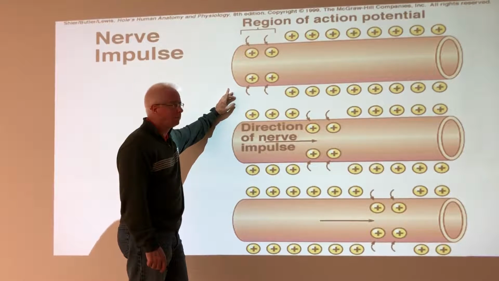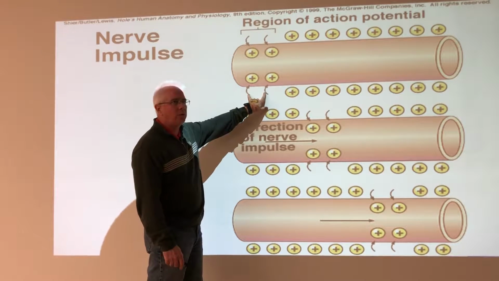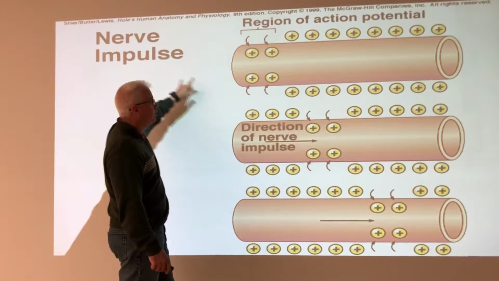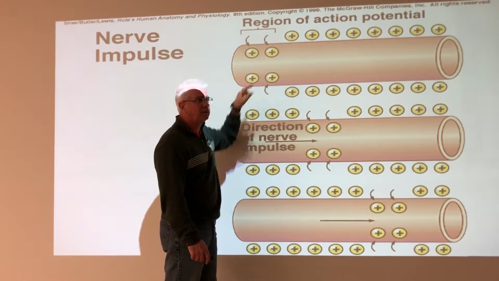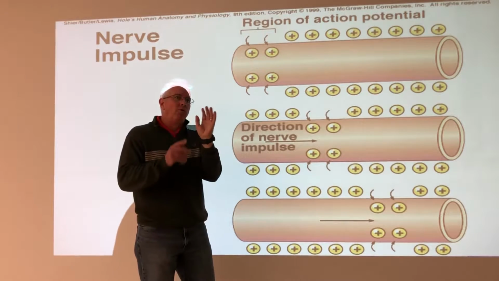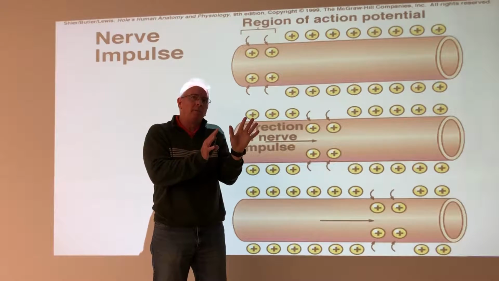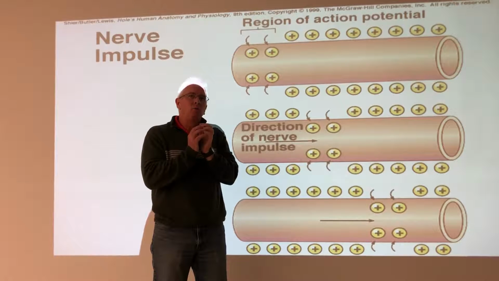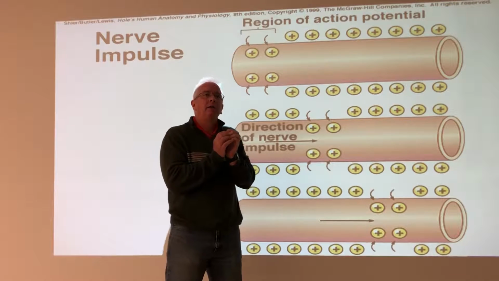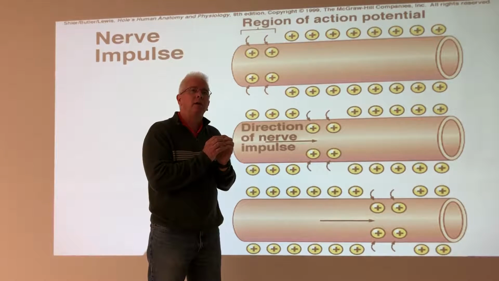I got it to threshold. And it is showing you here on this muscle cell or nerve cell the entry of positive ions. Now, from what you've learned so far, what ion would this be? Sodium. Exactly.